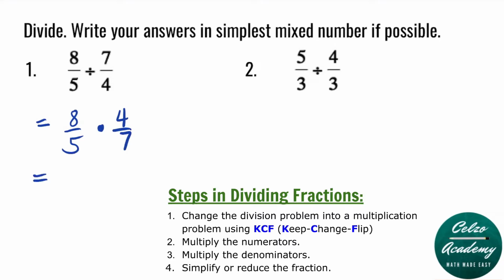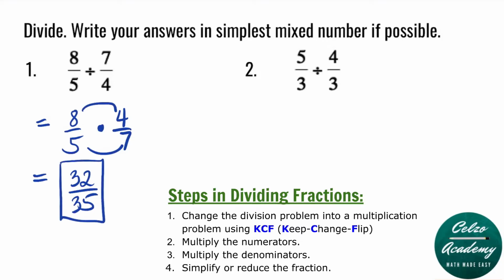Now we multiply these fractions using the previous video lesson. Step 2 is to multiply the numerators 8 and 4, and that is 32. Next, multiply denominators 5 and 7, that is 35. There are no numbers that can divide both 32 and 35, so this is the simplest answer for question number 1. The answer is 32 over 35.